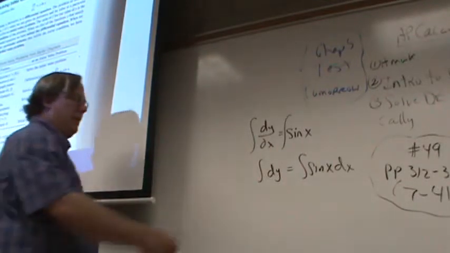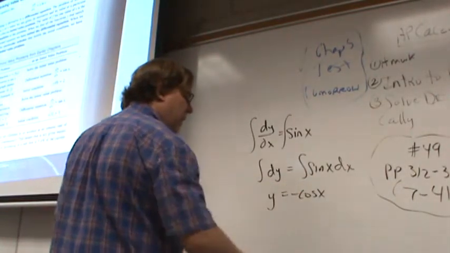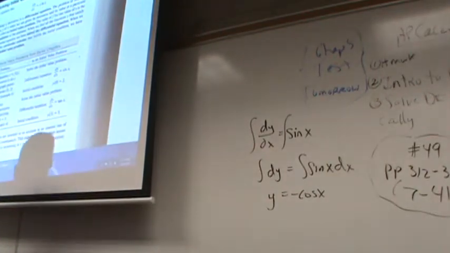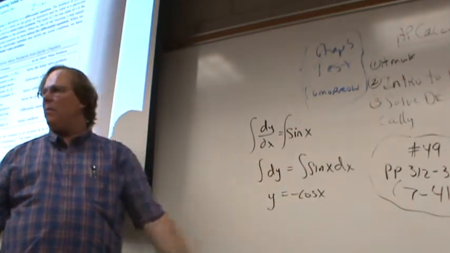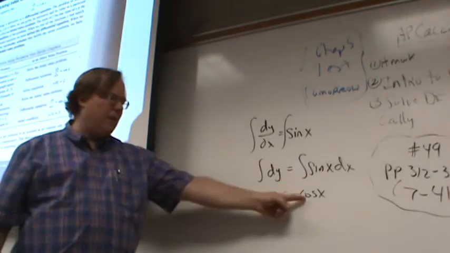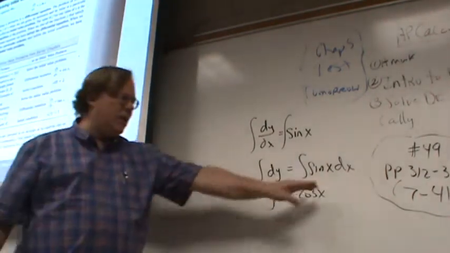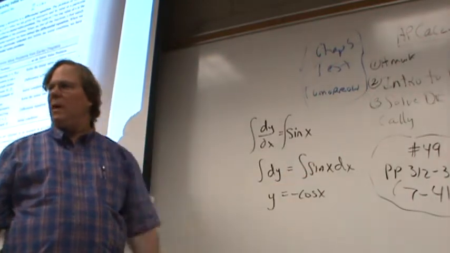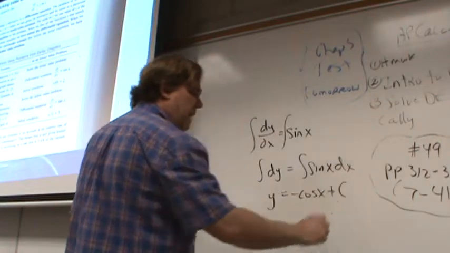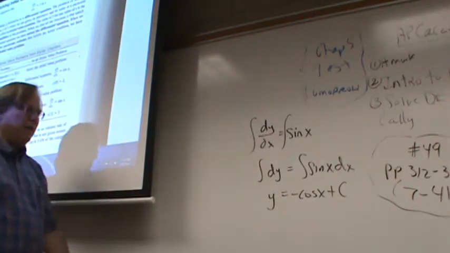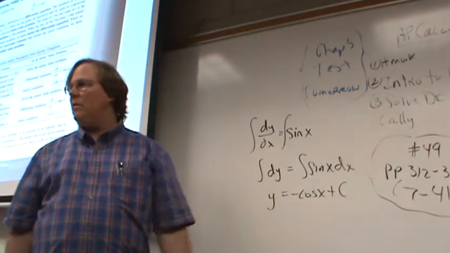The antiderivative of dy is y. The antiderivative of the sine of x is the negative cosine of x. But the problem is, the negative cosine of x isn't the only function where if I take the derivative of it, I get the positive sine of x, right? It could be the negative cosine of x plus 1 or the negative cosine of x plus 7. Because there's an infinity of functions whose derivative is the sine of x, I put this c there to show the world that there's actually an infinite number of solutions: negative cosine of x plus any constant I want.